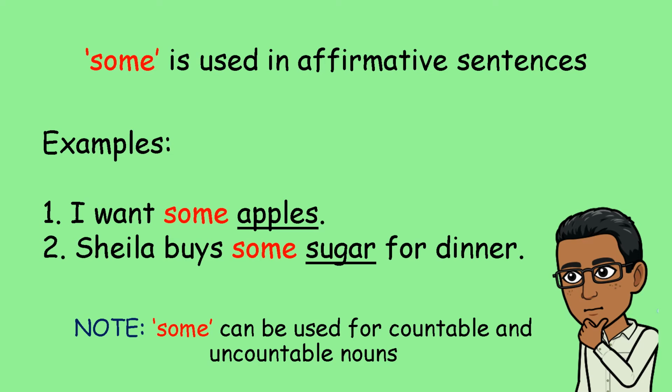countable and uncountable. Okay, it's easy, but you must make sure we use some for affirmative sentences. Some things which you are sure, confirm. Okay, it's in positive sentence. I want some apples. Sheila buys some sugar for dinner. I want some chocolates. Okay, simple as that.